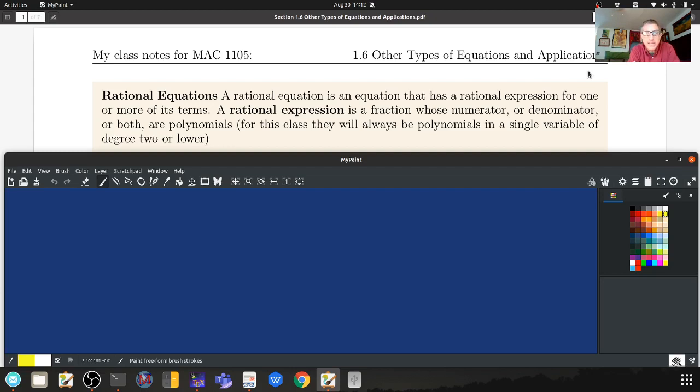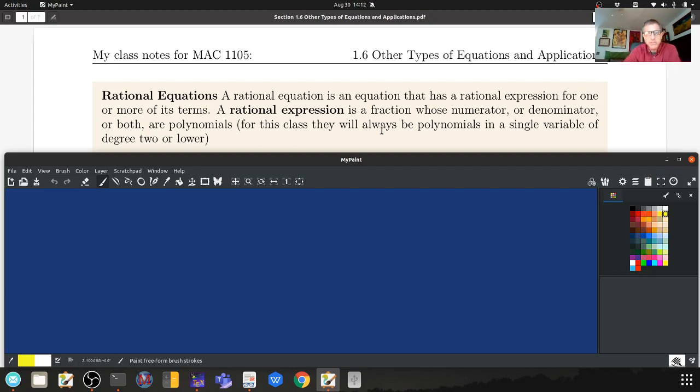If you had intermediate algebra last semester, you will remember it, but for those who are a little bit shaky, we'll go through this step by step. This chapter actually covers quite a few things. So the first thing I want to define or remind you of is a rational equation. A rational equation is an equation that has a rational expression for one or more of its terms.